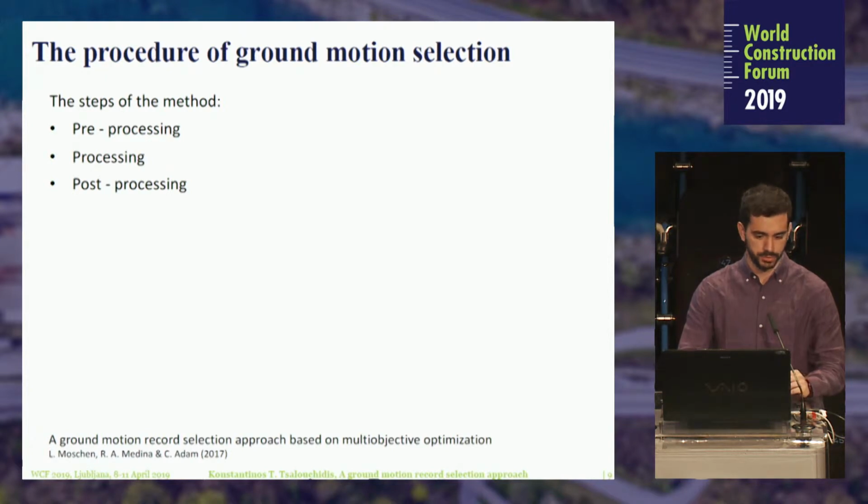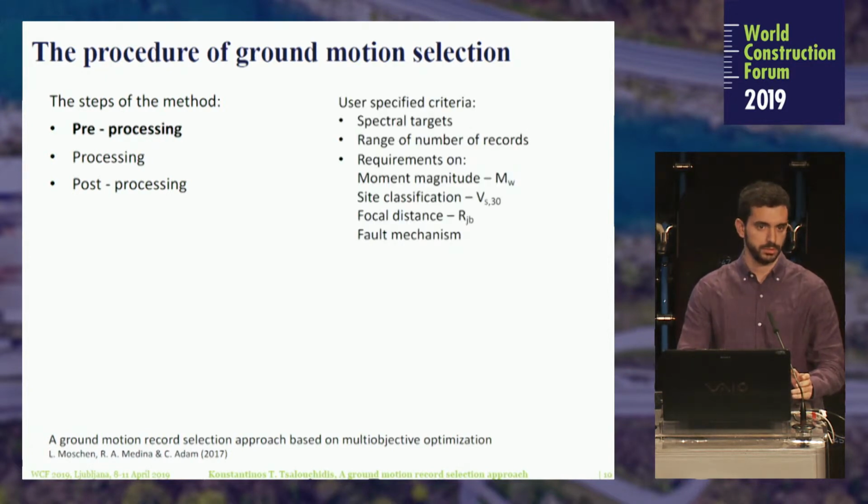Now, what are the steps of the method? Pre-processing, processing, and post-processing. First, we have to define the targets and some user-specific criteria on the seismic parameters: the moment magnitude, the site classification, and the focal distance. These are used to screen the initial pool of ground motion records. We use tens of thousands of ground motion records, but it's to our benefit to screen this initial pool into a smaller number, a couple of hundreds, for our selection.